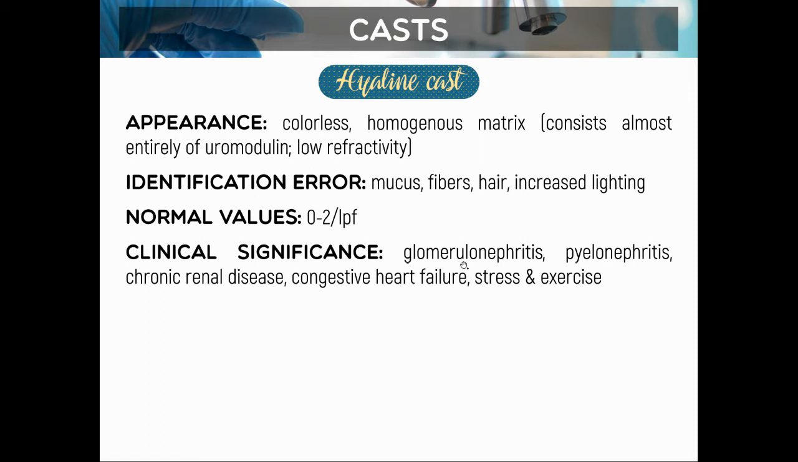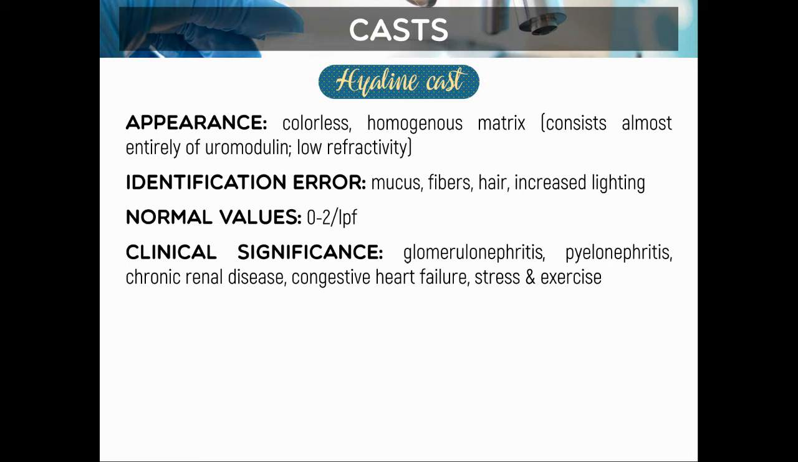In clinical significance: glomerulonephritis, meaning inflammation of the glomerulus, so there is glomerular bleeding. Pyelonephritis, which I mentioned before in the chemical examination, is a bacterial infection of the nephrons. We also have chronic renal disease and congestive heart failure, meaning CHF. Correct me if I'm wrong, but in CHF the heart can no longer properly pump blood.